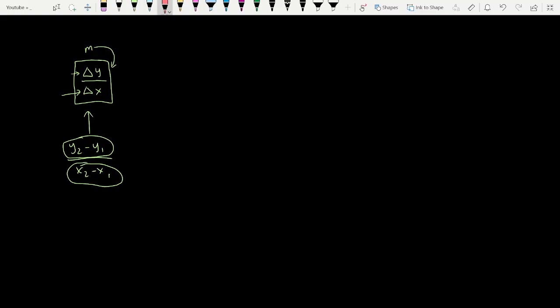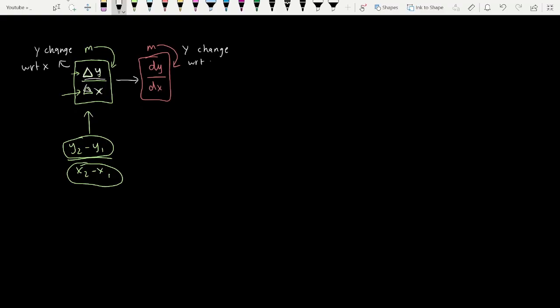However, it's a little different when you're studying differentiation and calculus. Over there, instead of writing this as delta y over delta x, you now represent this as dy over dx. Now, both of these things mean the exact same thing. So this is also the gradient. What this means is, how does my y change with respect to x? And this means the exact same thing. So how does my y change with respect to x?